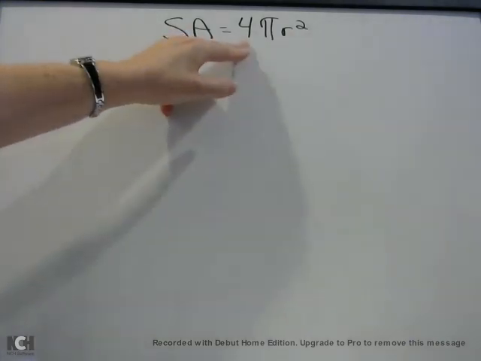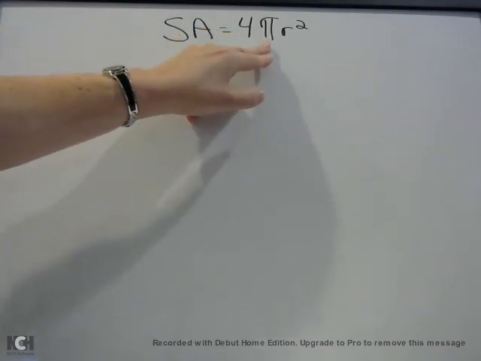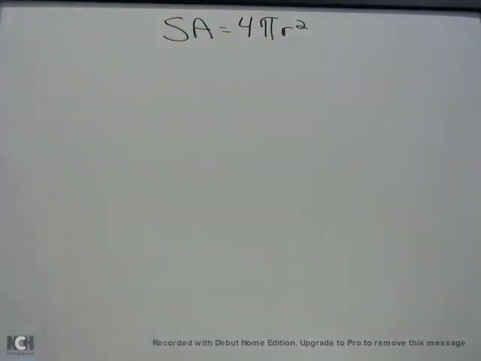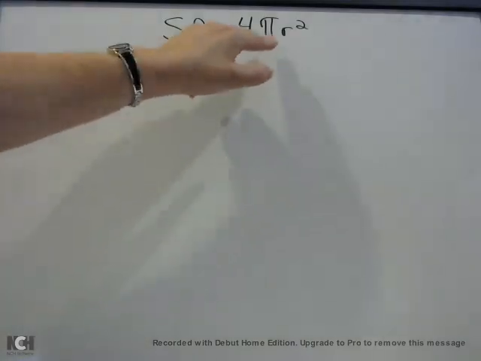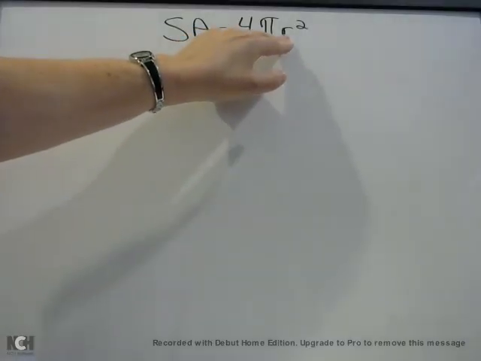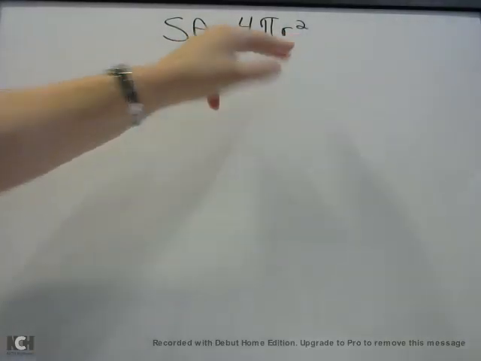4 obviously is just a number. Pi, remember, is a symbol for a number. 3.14 is what you're going to use for the GED test. So pi, you can just think of as a number. You can substitute the number 3.14 in for this symbol. Now r squared means radius.